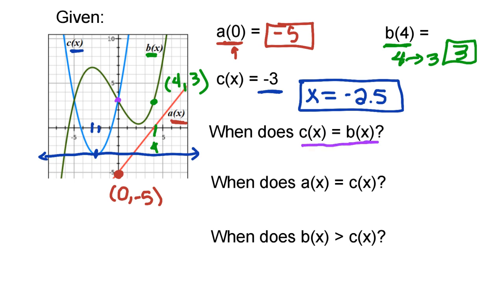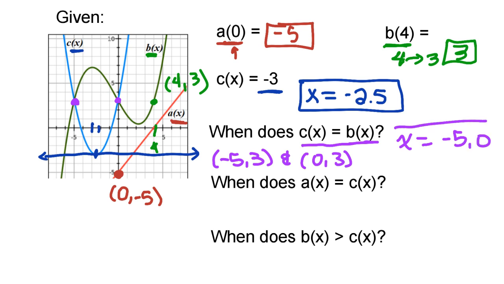So where they are equal is just where they intersect. So right here and here. So those 2 points are negative 5, 3 and 0, 3. But you only need to tell me the x value. If you include the whole point, fine. But you really only need negative 5 and 0. Because if I input negative 5 into both functions, I'll get the exact same thing. And if I input 0 into both functions, I get the exact same thing.